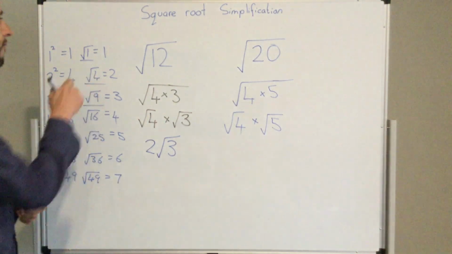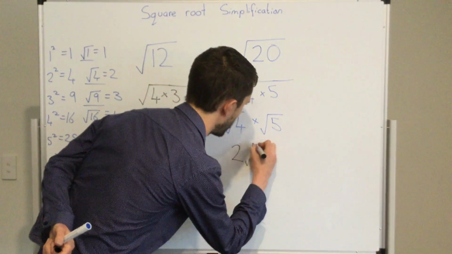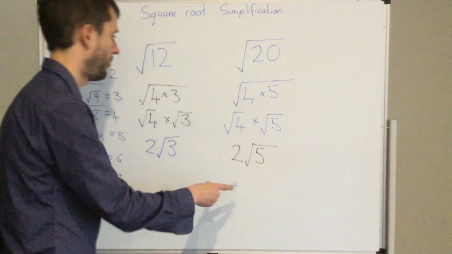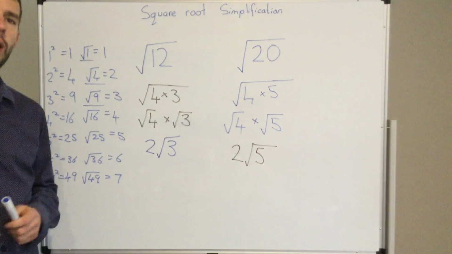We know the square root of 4 is 2. And the square root of 5. So that will be how we simplify our square roots.